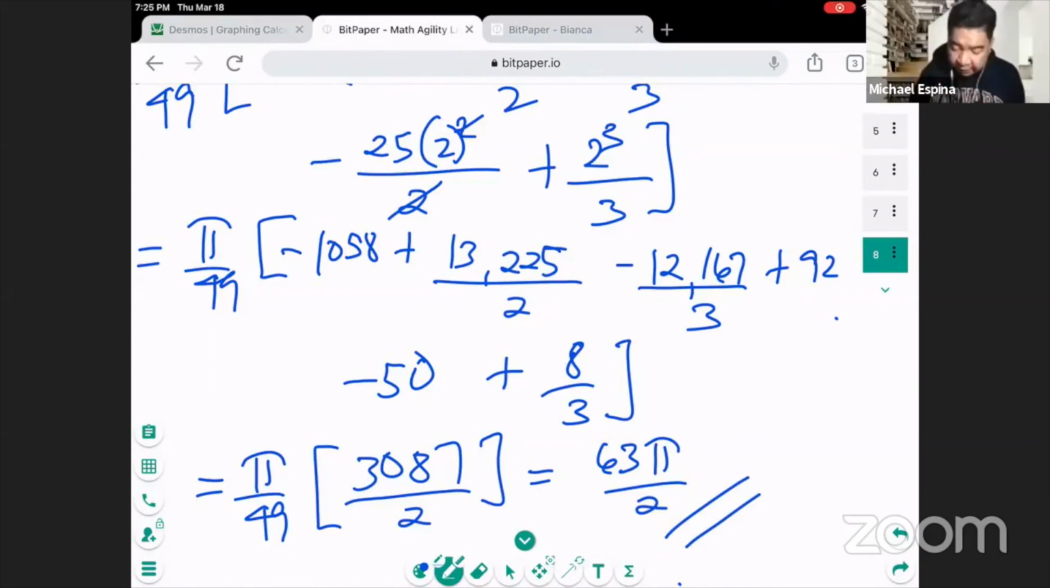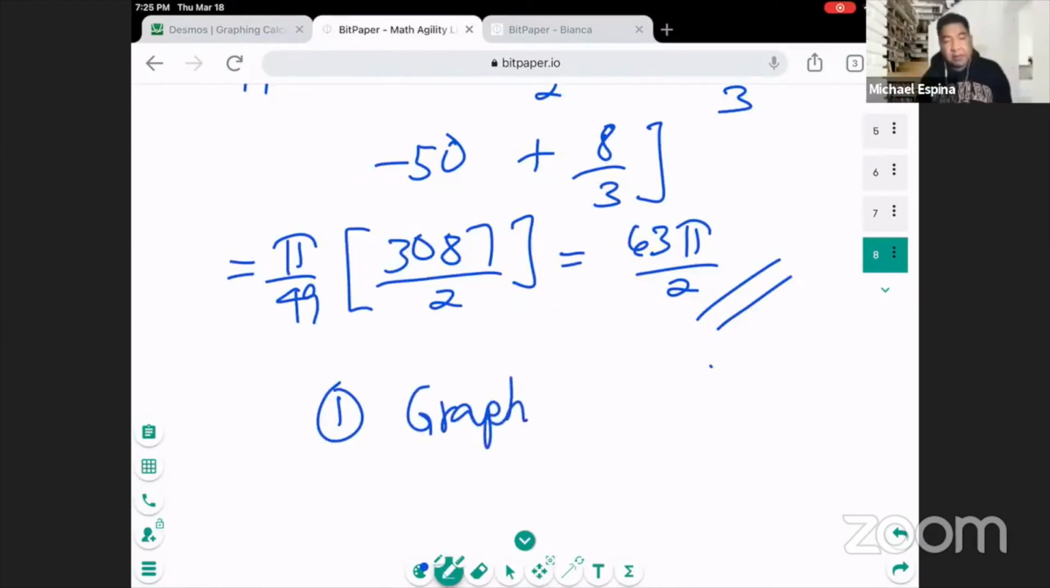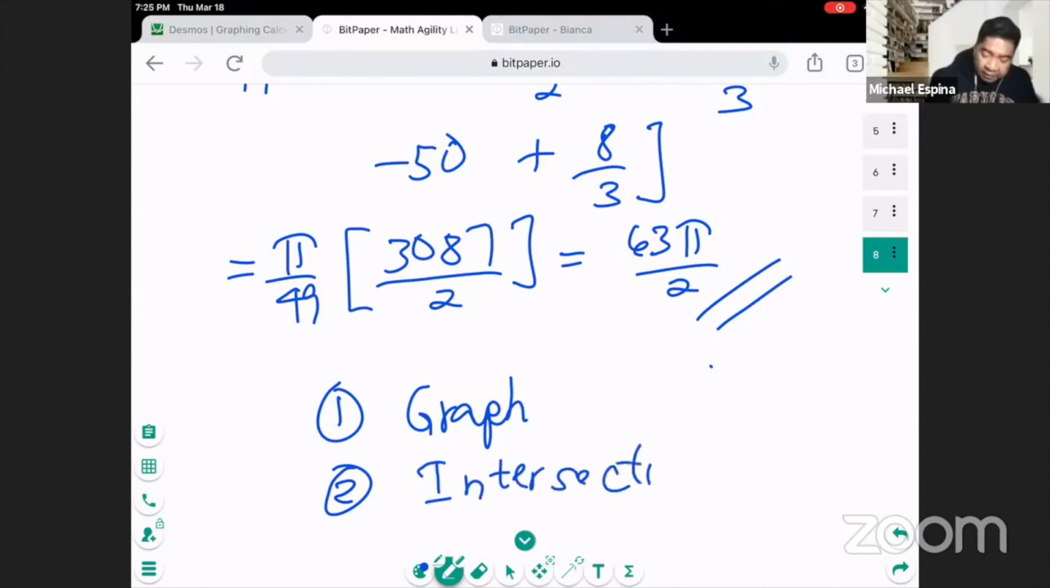So let's recall what we have done. What steps did we take here? First, we graph the equation so we can see which graph is on the right side and which is on the left, or which is on the top or the bottom. And then we solve. Actually, we don't manually solve the intersection, but we should know the intersection, because this will be the basis of our limits for the integral.